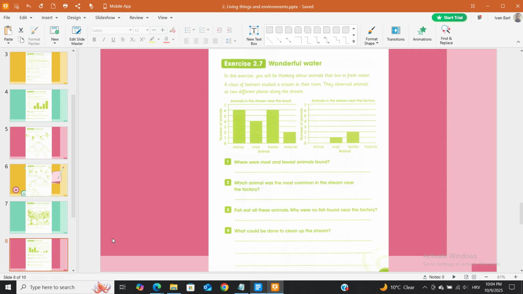Exercise 2.7 Wonderful water. In this exercise, you will be thinking about animals that live in fresh water. A class of learners studied a stream in their town. They observed animals at 2 different places along the stream. Animals in the stream near the forest. Animals in the stream near the factory.